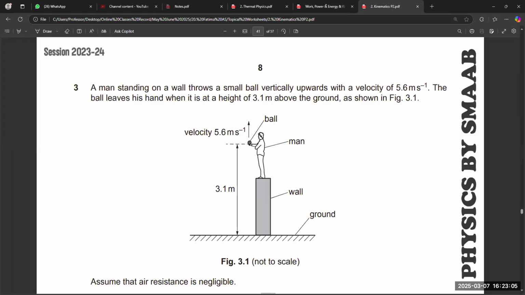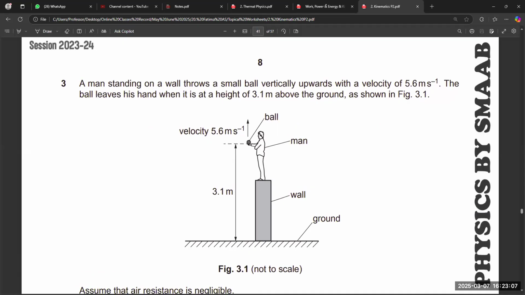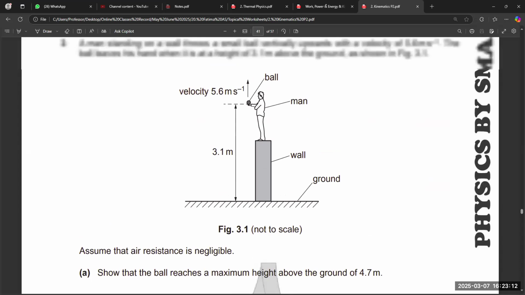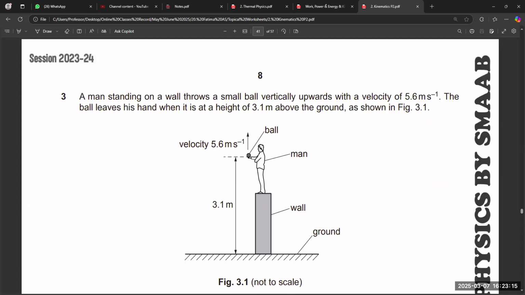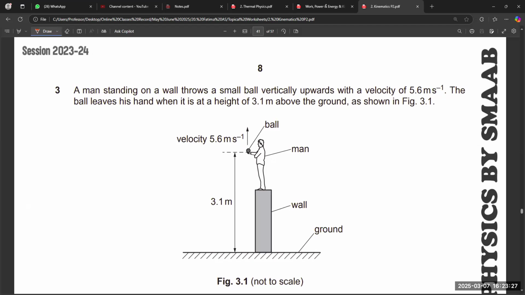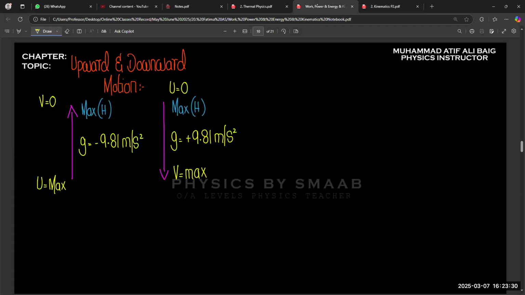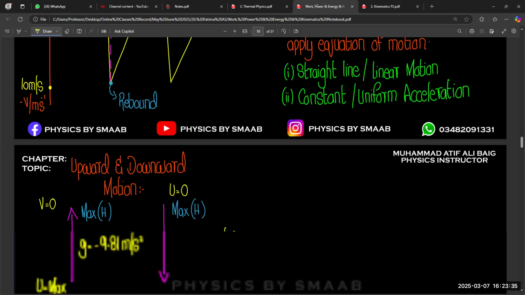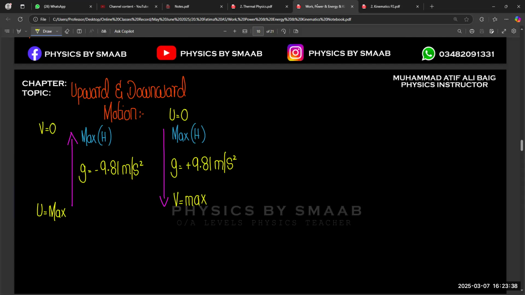For example, if we consider this question is from 22 May June. So this is not a very old question. And this is related to equation of motion and vertical upward and downward motion. So in this case, you will get a complete idea how to solve this type of motion. And this motion is also in a straight line, just like we discussed. A straight line, linear motion, uniform acceleration. So we have all these conditions. So it means we can apply equation of motion in upward and downward movement.